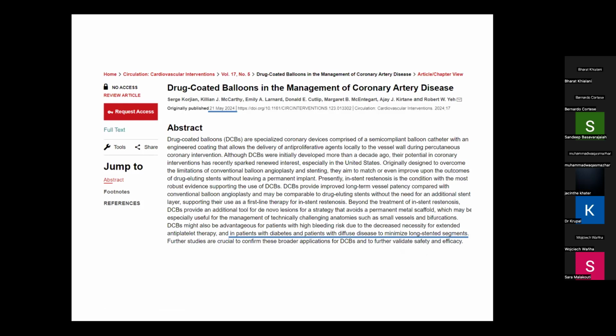But they don't do angioplasty with DCB. So who are these guys? I know Robert Yeh is the PI of the AGENT trial, where they use DCB for ISR. Ajay Kirtane is running a small vessel disease study there. So the experience with DCB is not in the US so far; the experience with DCB is in Europe and Asia. And this was just published one month back.